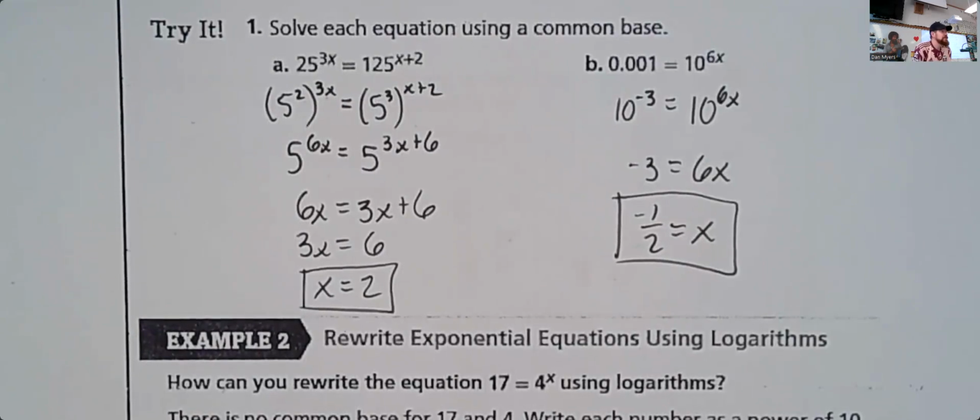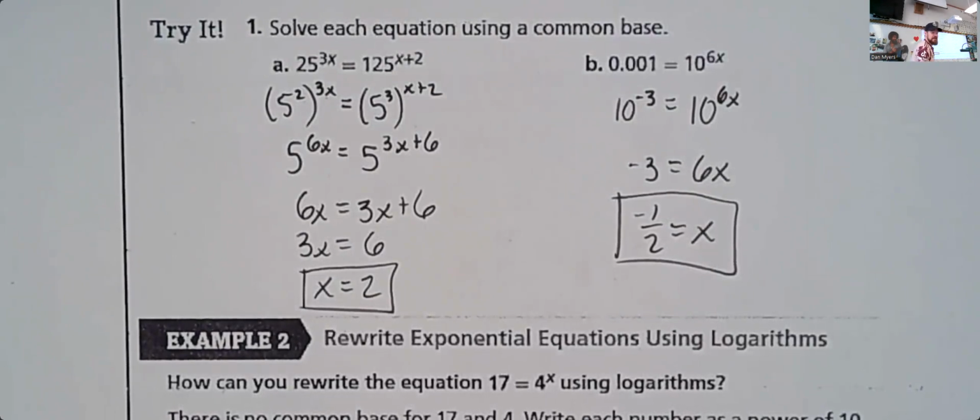So I think, honestly, the hardest part of this process here is going to be figuring out which base is the same between the two values. And that's only if you can write a common base between the two. What if you can't write a common base between the two? That's what we're going to take a look at next.